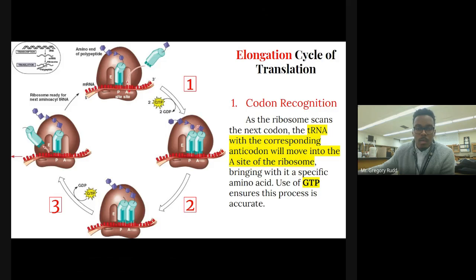I can't remember what these actually stand for, but I've always kind of thought about them as E standing for exit. This is where the tRNA is actually going to leave the ribosome, as we will see. P stands for protein, because as you can see, the new polypeptide is kind of growing out of this P site. And then A stands for arrival. So the new tRNA is going to move into the A site. Now, of course, like I said, that's not actually what it stands for. I'm pretty sure it's a more complicated chemical phrase, but this is how I've always remembered it.